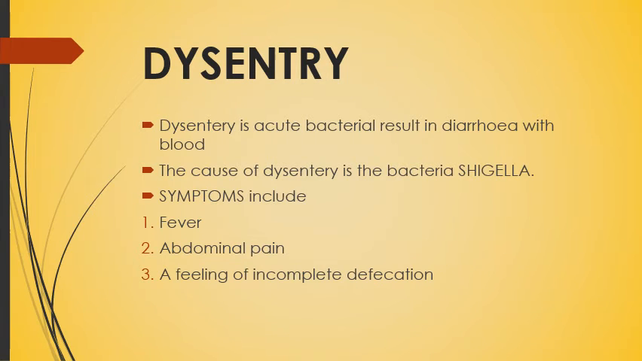The next simple bacterial disease is dysentery, which is acute bacterial. What is acute? Acute means a short span of a disease, and the opposite of acute is chronic, which is a long span. So dysentery is an acute bacterial disease resulting in diarrhea with blood. Diarrhea means loose stools with blood. The cause of dysentery is the bacteria Shigella.